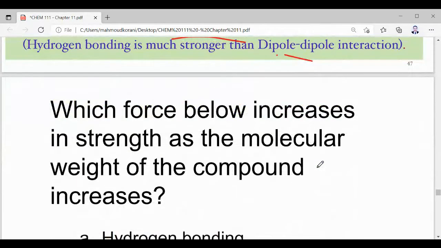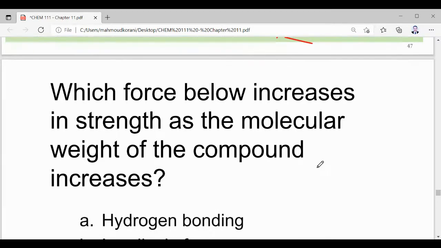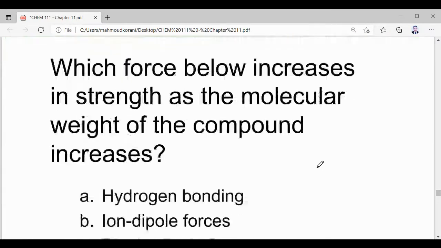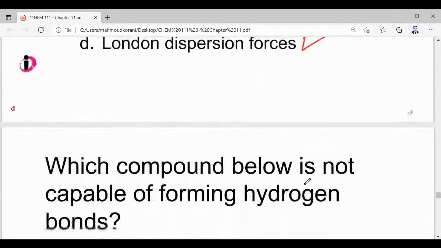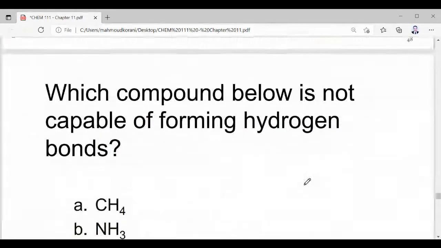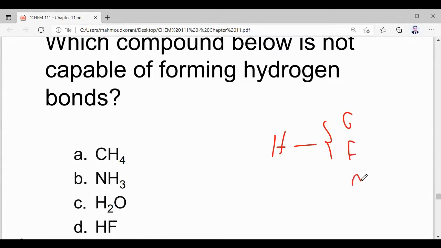Which forces below increase in strength as the molecular weight of the compound increases? Which intermolecular force depends on the molecular weight? It's London dispersion force. Okay, that's it. Which compound below is not capable of forming hydrogen bonding? Hydrogen bonding is formed between hydrogen and any of these: oxygen, fluorine, nitrogen.